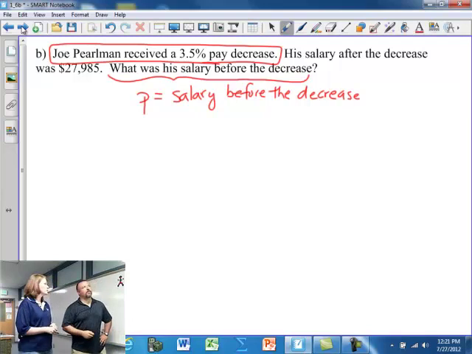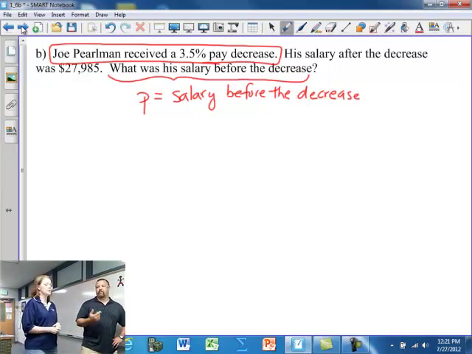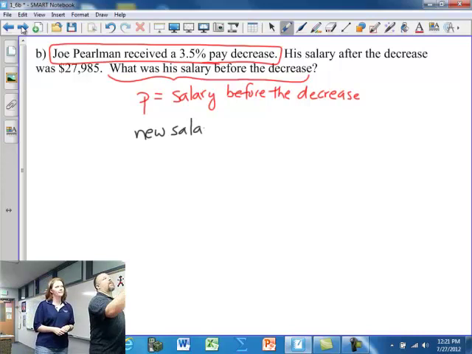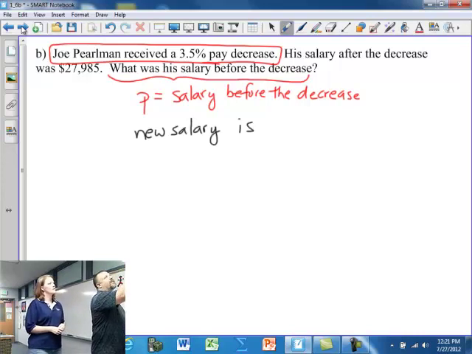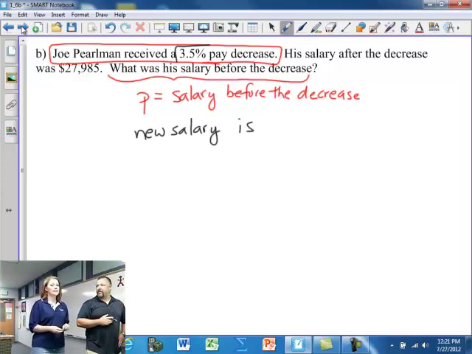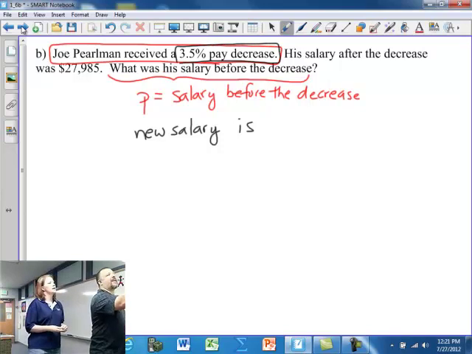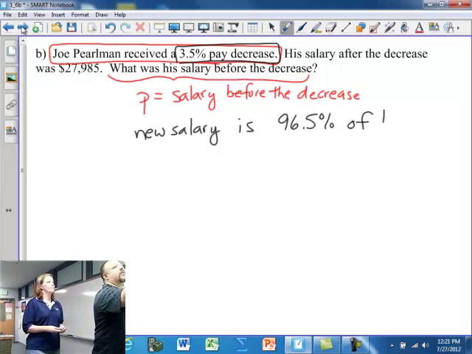All right, now I'm going to write kind of a sentence here because I know that the percentage thing messes people up. It does. It's so hard. It's confusing. So let's try this. His new salary is equal to, a 3.5% decrease means he lost 3.5%. He did lose 3.5%. And he started at 100%, so that means his new salary is 96.5% of his original salary.